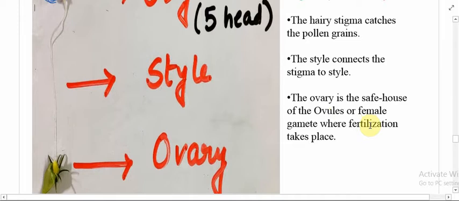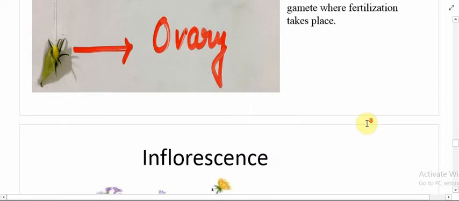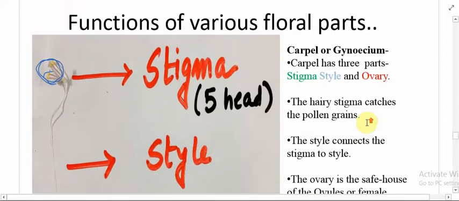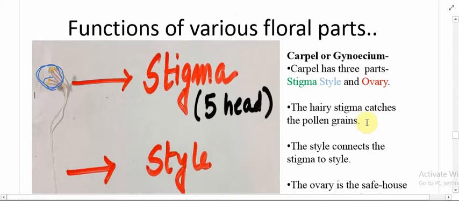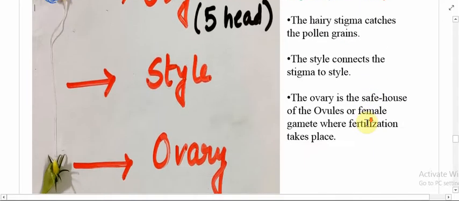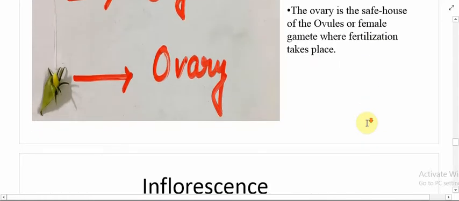All the foods, all the fruits that we take, are the result of one process known as pollination, and fertilization also. So you need to know where is the ovary and where is the style and where is the stigma. Very necessary. So that's it. These are the parts of your flower, their functions, and you need to remember all of them.